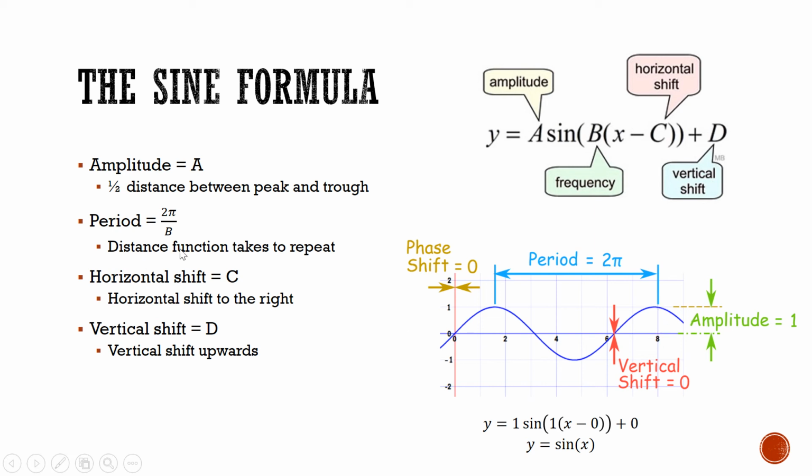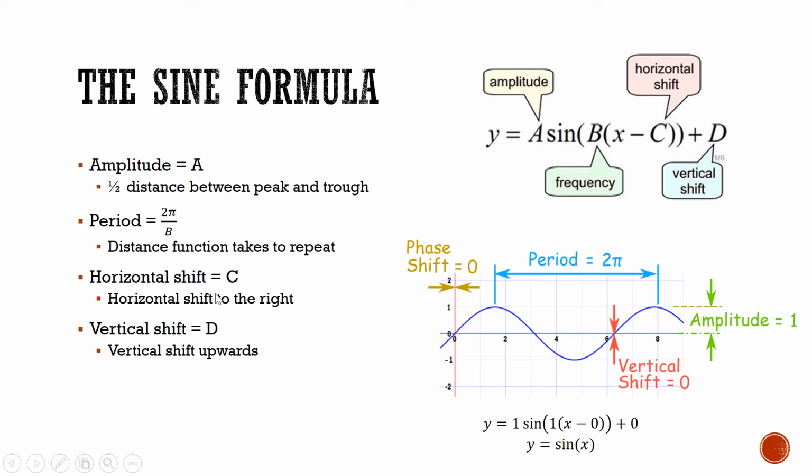The period is 2 pi divided by b. So as b increases, the period is going to shorten. As b decreases, the period is going to get bigger. And the period is how long the periodic function takes to repeat. This is an example of sine x, by the way.